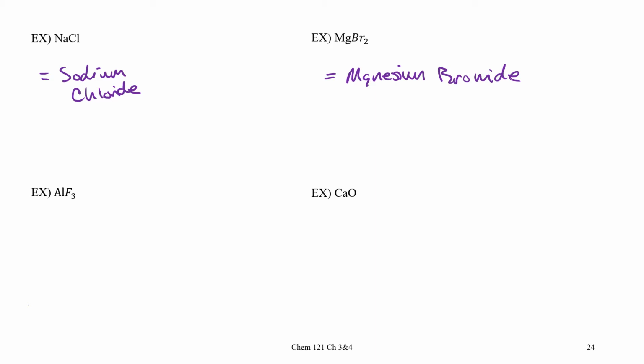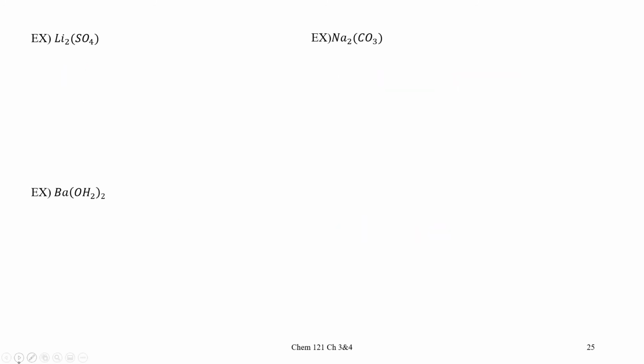The next one, we have AlF3. We know that Al is aluminum, and F would be fluorine, so fluoride. The next one, we have CaO, and our name would be calcium oxide. Next, we have some that are going to be polyatomic ions, and we're going to name them as the polyatomic ions that they're shown.